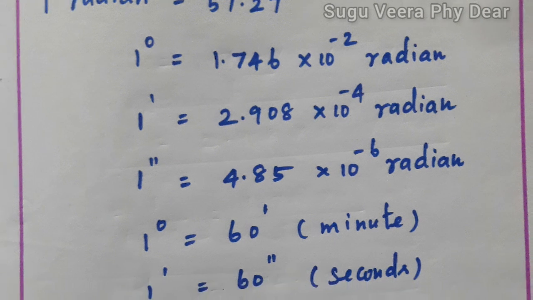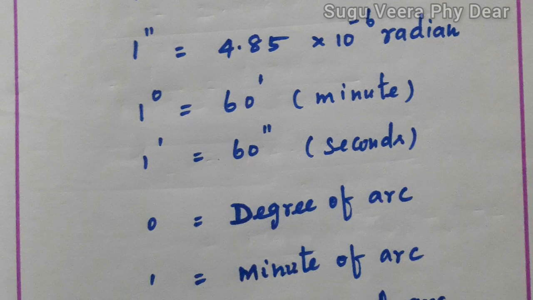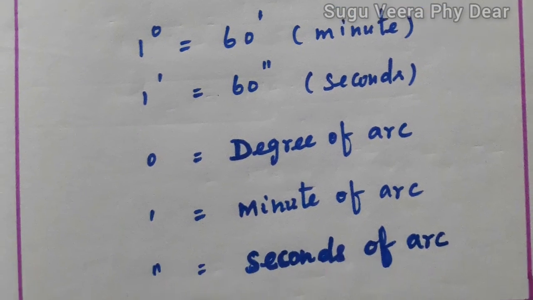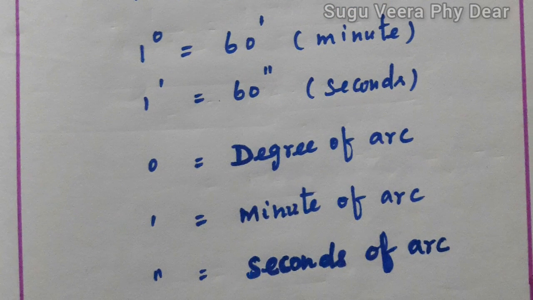And 1 degree is 60 minutes. 1 minute is equal to 60 seconds. The naught symbol is degrees of arc, one dot is minutes of arc, and double dot is seconds of arc.